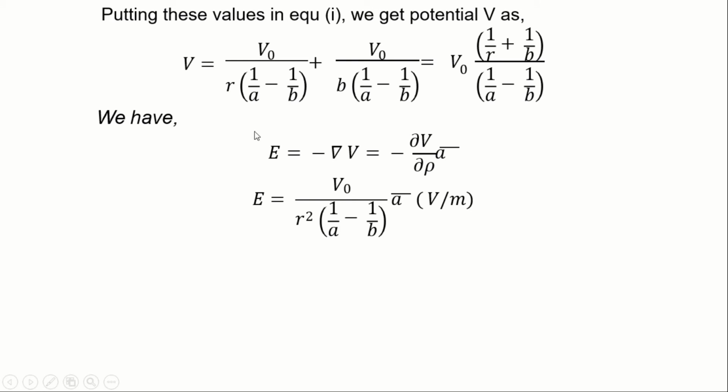Now we have to know the electric field. This is the relation between E and V: E equal to minus nabla V. So therefore minus del V by del rho A cap. If we do this derivative, then we can get E equal to V naught by R square 1 by A minus 1 by B A cap volt per meter.